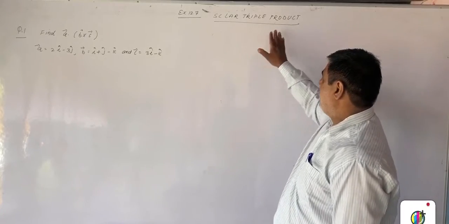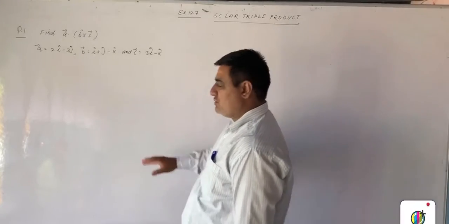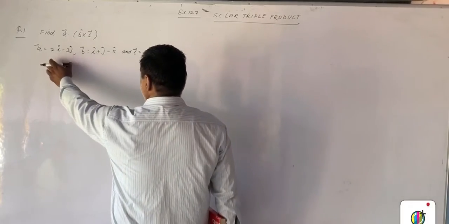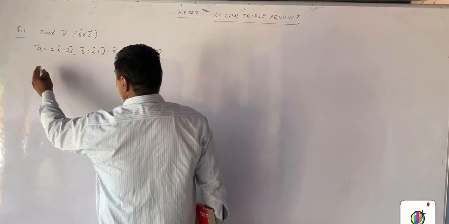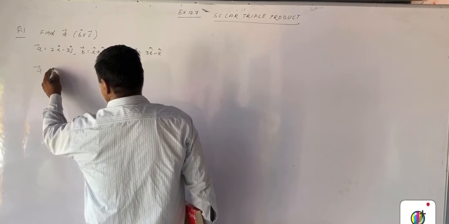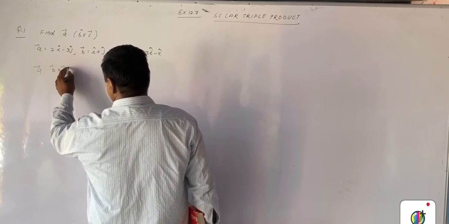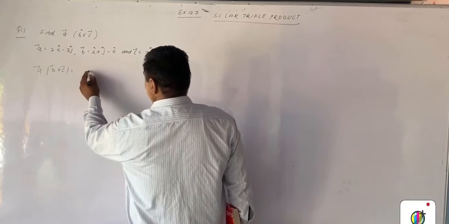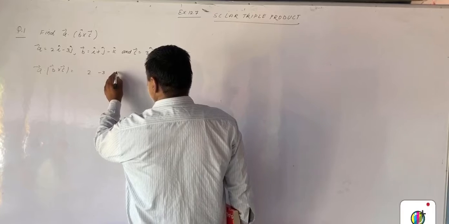12.7 scalar triple product. Now we discuss question first. Find A dot B cross C, with A, B and C given. Now we find vector A dot vector B cross C. The vector A is 2, -3 and 0.